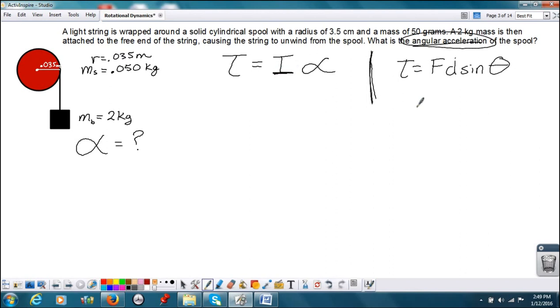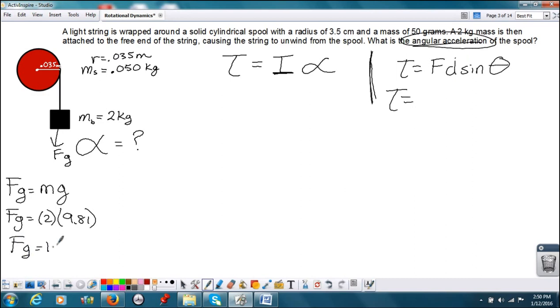Let's start over here by finding the torque. So the torque is equal to the force. Well, I don't have any forces in my givens, but I do have a mass. This mass is going to have a gravitational force acting on it, and that is the force that's going to cause the spool to spin. So we need to find the gravitational force. Gravitational force is equal to mass times the gravitational field constant. So the gravitational force is equal to 2 kilograms times 9.81 newtons per kilogram. And therefore our gravitational force is 19.62 newtons.